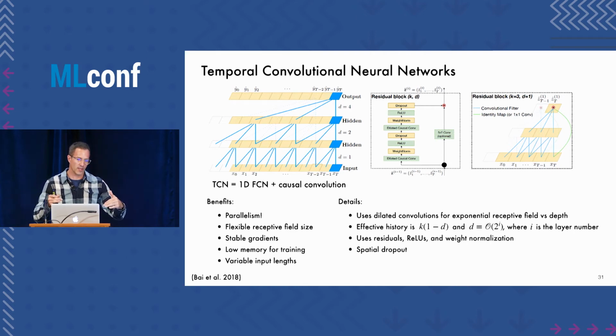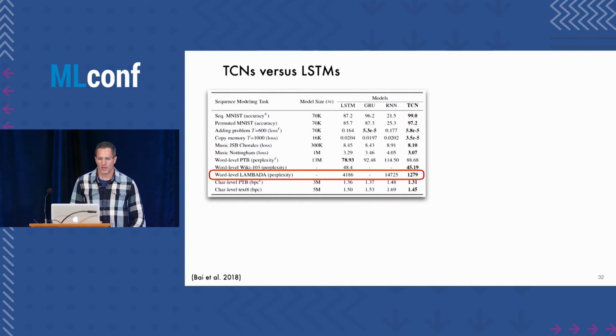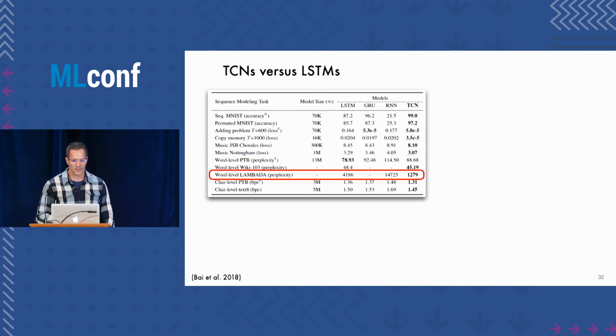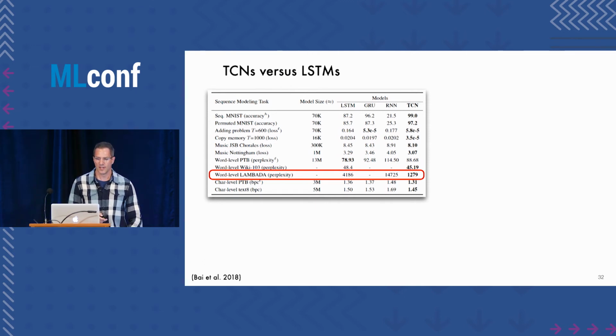And so you can get a very large receptive field very quickly with a very small amount of depth here, and very few parameters in the model. And so that's really cool. All right. So let's compare them with LSTMs. So that lambda task that I mentioned, a measure of perplexity here in terms of how well it's doing at this model prediction, sequential modeling task. Lower is better here, and the TCN blows away the competition.